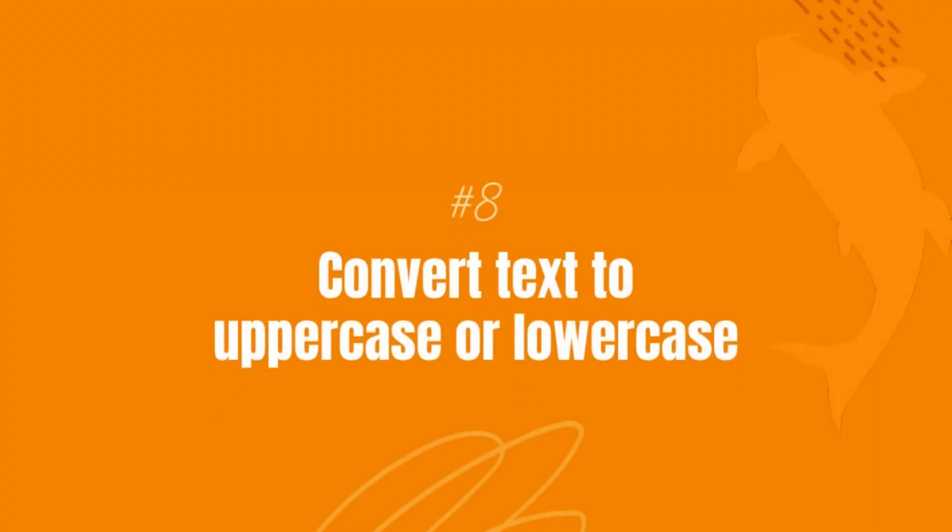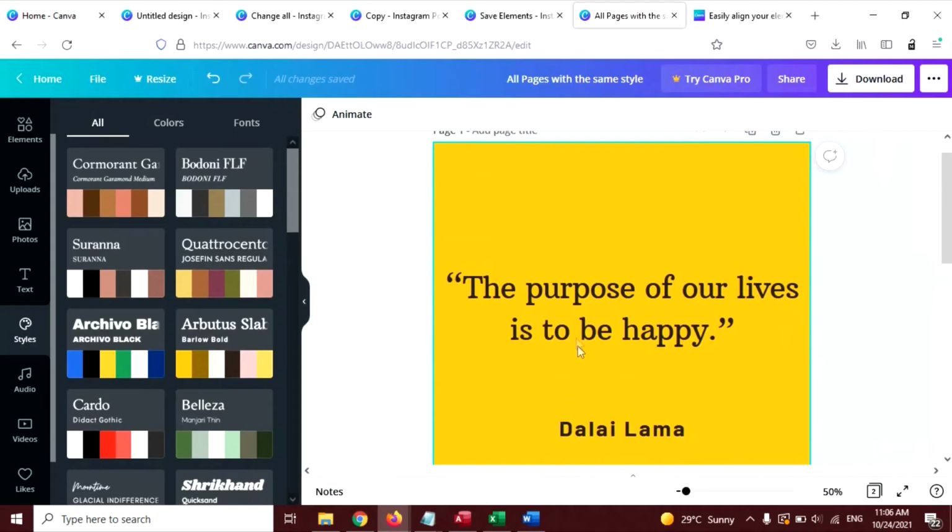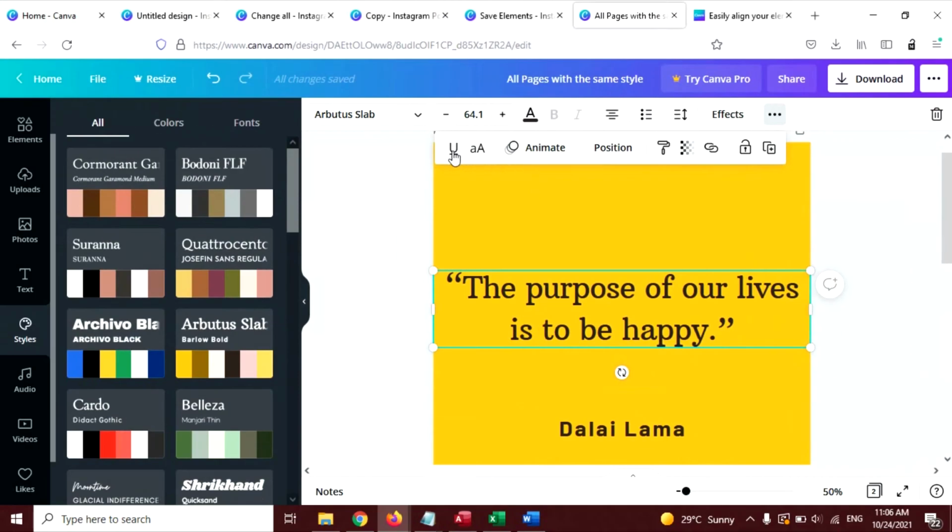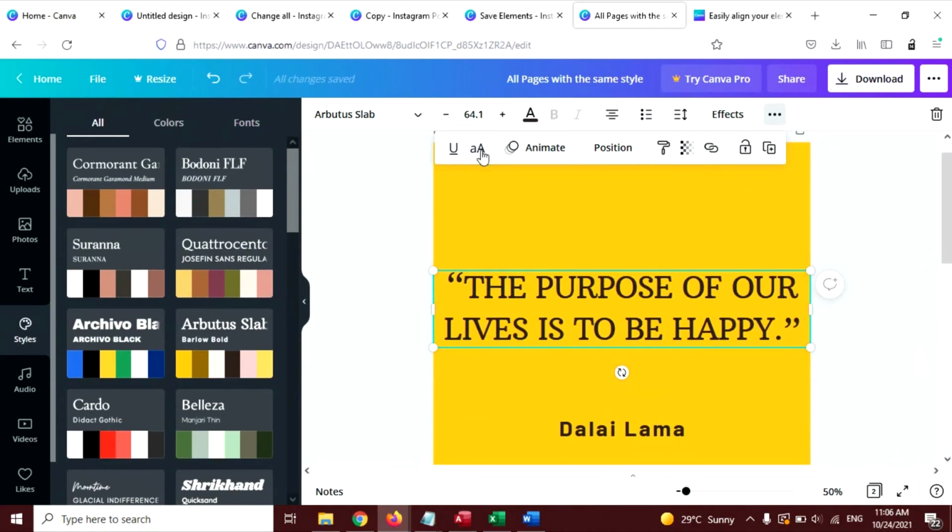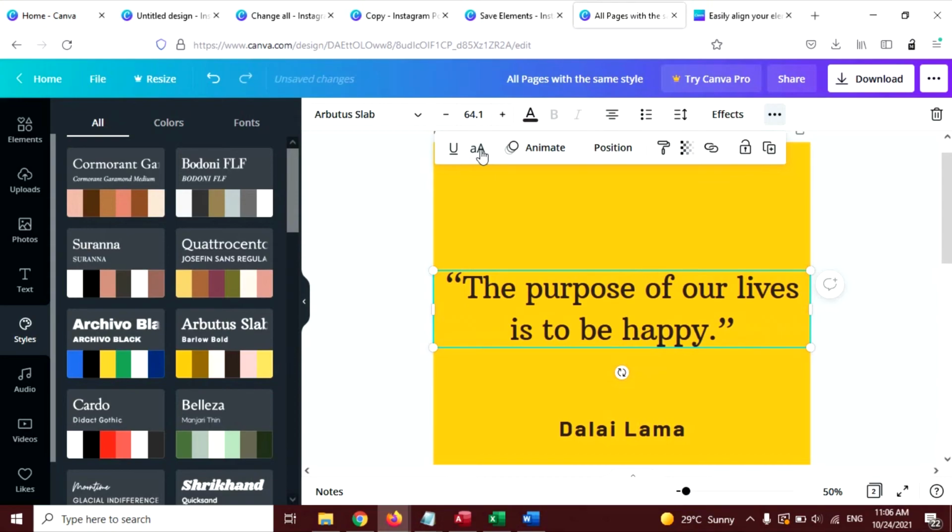Tip number 8. Convert text to uppercase or lowercase. Suppose you have written a paragraph in uppercase and now you want to change it to lowercase. What will you do? Deleting a whole paragraph and rewriting it will be a very time consuming work. But you can do it with one click of button in Canva. Let me show you how. Here you can see a sentence, a quote, and I want this quote to be in uppercase. Just click on this 3-dot button and you can use this button to convert it to uppercase, or if you press it again, it will be in lowercase.